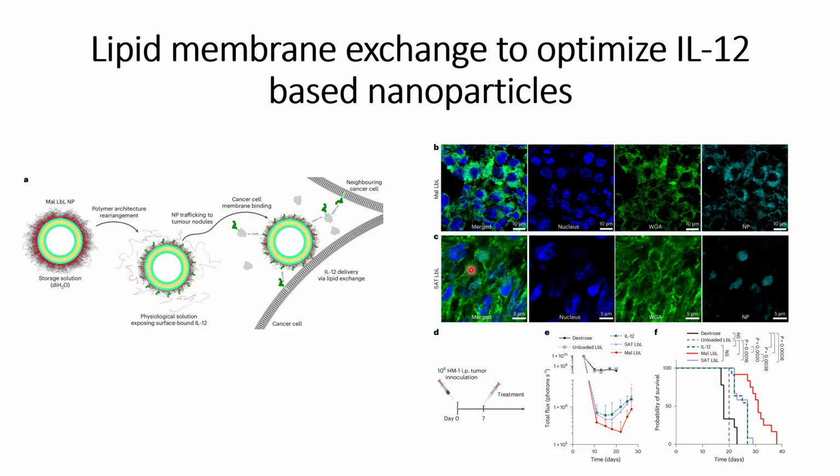Thereafter, they also checked the effect of this lipid membrane phenomenon on the tumors, whether they are able to suppress the tumors or not. For that, they took these HM tumor bearing mice, and day 0 they considered as the day at which they inject tumors into the mice, and at day 7 they inject these IL-2 based nanoparticles with saturated lipids and unsaturated lipids.